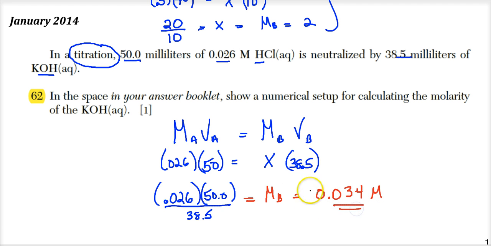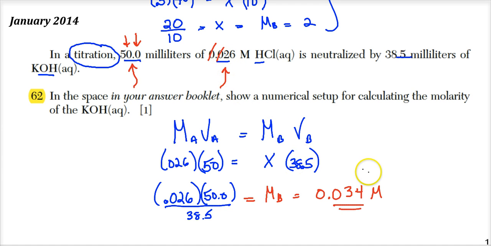Okay, they didn't ask for sig figs, but I remember the rule. Just in case you do, that's 3 sig figs. That's 2. Why? Leading zeros never count. Ending zeros count if a decimal point is present, and that has 3. So the least significant number in my calculation when I multiply or divide is 2.